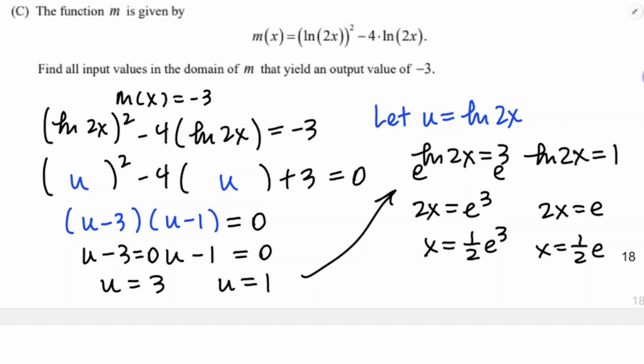Because this is solving a log equation, I should be checking my solutions for possible extraneous solutions, but neither of these values are negative, and it's just the natural log of 2 times x, so we're just making sure that we're positive, and both of these solutions are positive, so we're ready to move on.